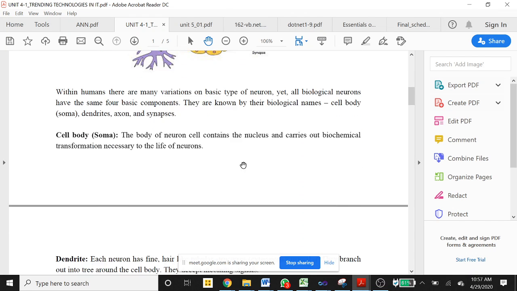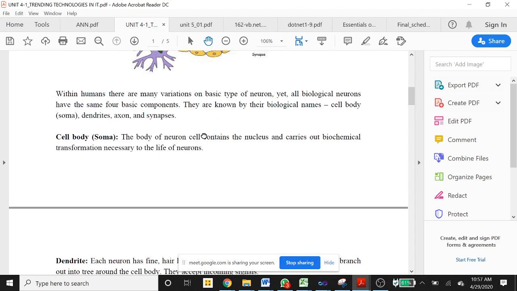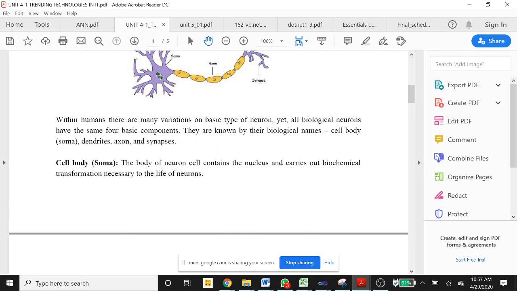So these are the descriptions. The first one is the cell body, or soma. The body of the neuron cell contains the nucleus. The inner part of the cell body, or soma, is called the nucleus, which carries out biochemical transformation.